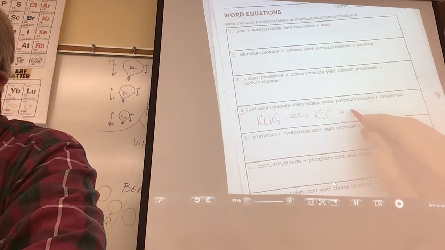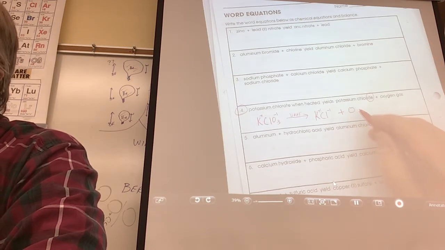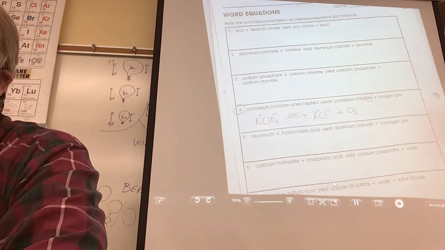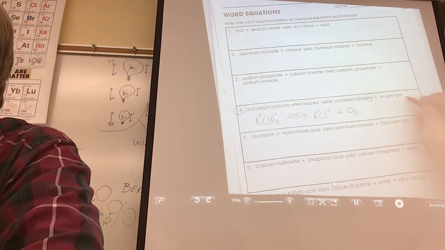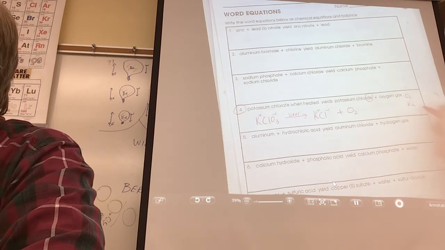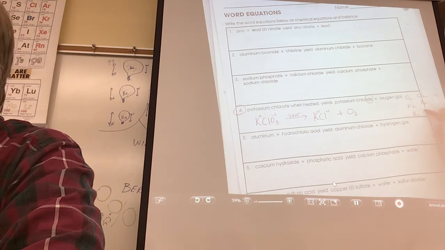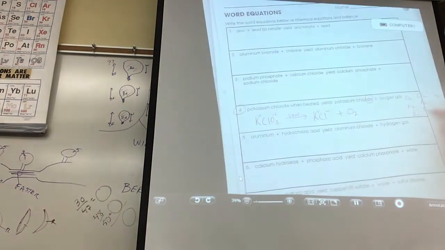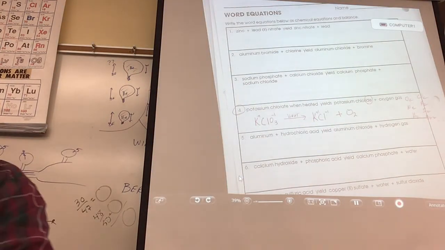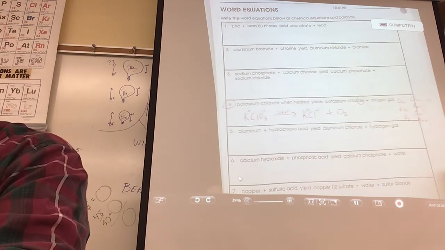Oxygen. Okay, what are the diatomic elements? Here we go. Ready? What are the diatomic elements? Oxygen, nitrogen, hydrogen. There's the gens. What about the enes? Chlorine, fluorine, iodine. Oh, bromine. You remember that?